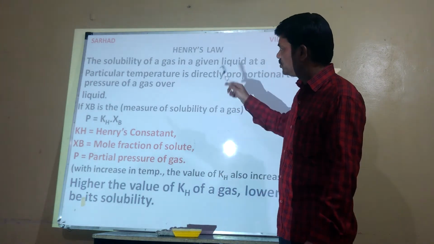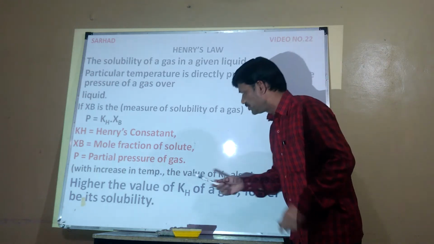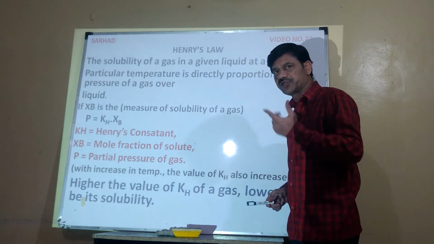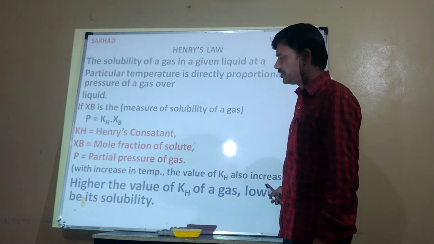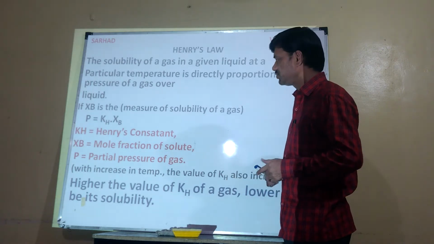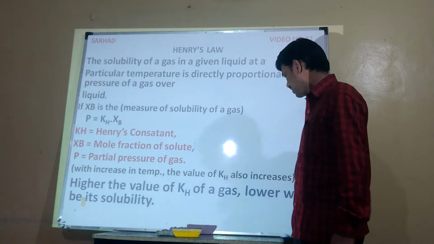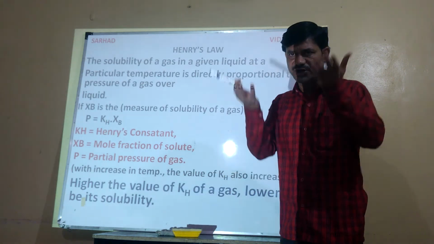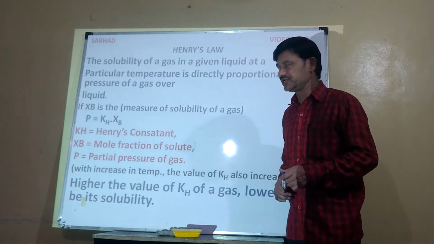In addition to this theoretical part, keep in mind two important hints. With increase in temperature, what happens to Kh? With increase in temperature, the value of Kh also increases, and ultimately what relation you have to keep in mind? Higher the value of Henry's constant for the gas, lower will be its solubility. So higher the value of Kh, lower will be the solubility of the gas, and the reverse will be the case.